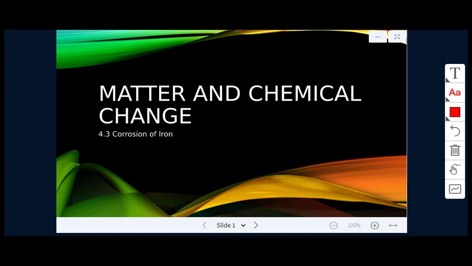Today's lesson is on 4.3, which is corrosion of iron, and then we will also look at 4.4, which is solving the problem of corrosion. So let's begin.